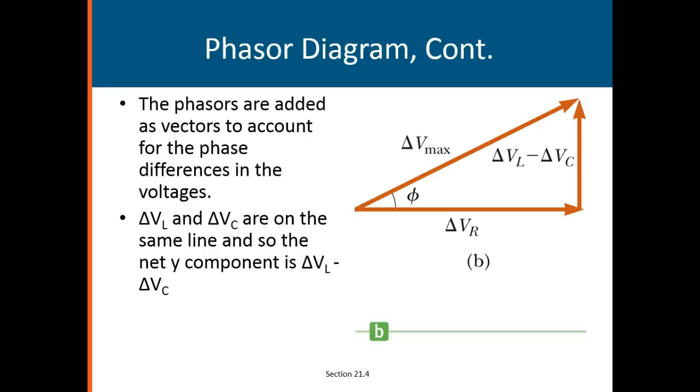So the phasors are added as vectors to account for the phase differences in voltage. Delta VL and delta VC are on the same line, so the next component is delta VL minus delta VC. If delta VL is larger, that's positive. If it's smaller, then that would be negative, down this way. The delta V max for the whole system would be delta VR plus the difference of those two, and that's what rotates with that phase angle.